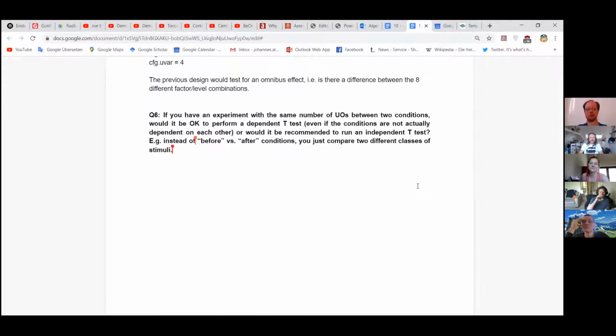I see one final question, which I also haven't read yet, I have to say. If you have an experiment with the same number of units of observation between 2 conditions, would it be okay to perform a dependent t-test, even if the conditions are not actually dependent on each other? Or would it be recommended to run an independent t-test? For example, instead of before versus after conditions, you just compare 2 different classes of stimuli.